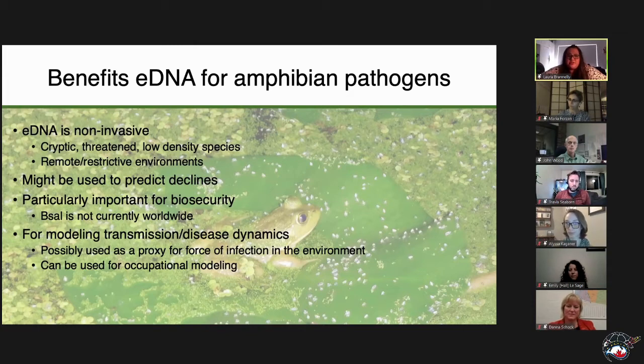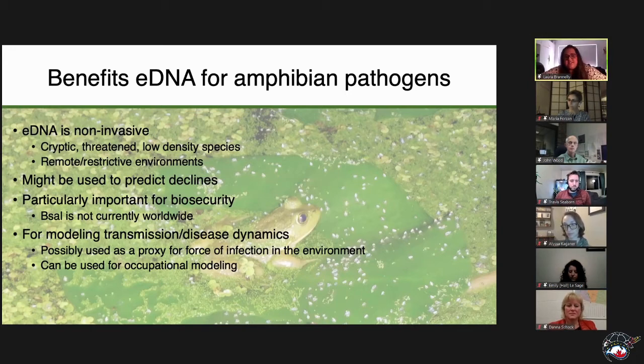It can also be used in remote or restrictive habitats and environments where you can't physically get there to sample the animals. So you could potentially use runoff or water downstream to predict where the pathogen might be. And it's possible that it can be used to predict declines. And this is particularly important for biosecurity.